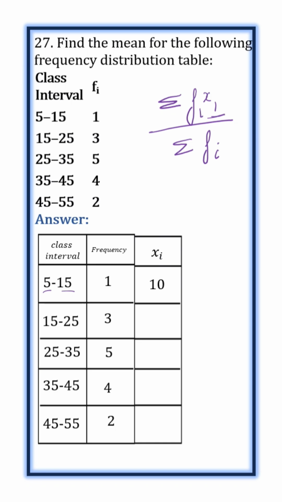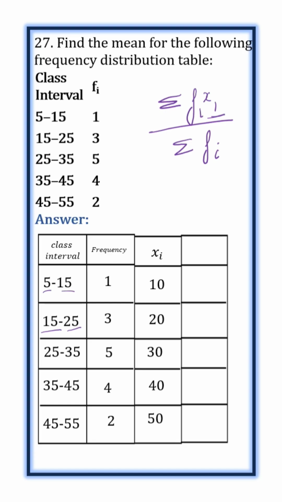Okay. How can you find the midpoint of the next class interval? Either you can add these two and divide by 2, or you can go on adding the class size. Class size is 10 here. 25 minus 15 is 10. 15 minus 5 is 10. Go on adding the class size to get the next midpoint. Means you have to add 10 to 10, that is 20, 20 plus 10, that is 30, 30 plus 10, 40, 40 plus 10, 50.